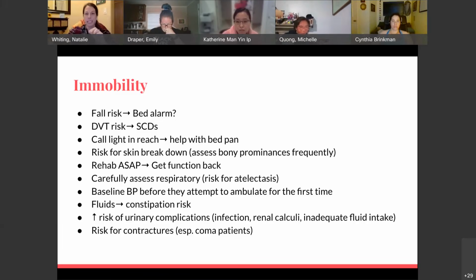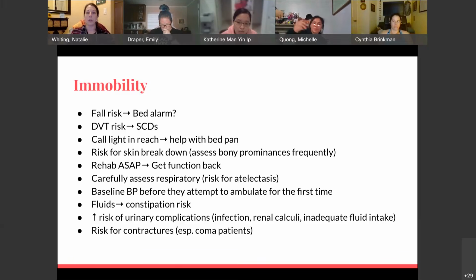So DVT is a huge risk with immobility, right? So we always have those sequential compression devices, the SCDs, on them. We want to always make sure that we have the call light within reach for these patients if they need help with the bathroom, with toileting or anything like that. They are at risk so much more for skin breakdown when they are restricted to bed rest because they're immobile. So you need to be routinely and frequently assessing the bony prominences, right? And doing your Braden scores.